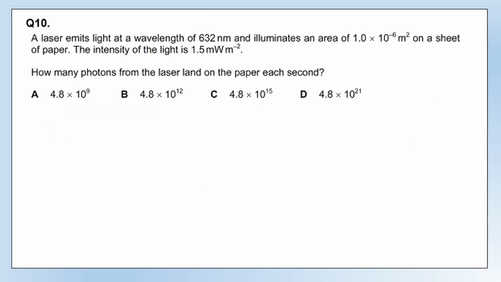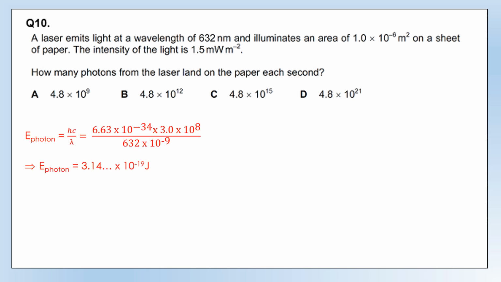A laser emits light at a wavelength of 632 nanometers. It illuminates an area of 1 × 10⁻⁶ meters squared. The intensity is 1.5 milliwatts per meter squared. How many photons of the laser land on the paper each second?